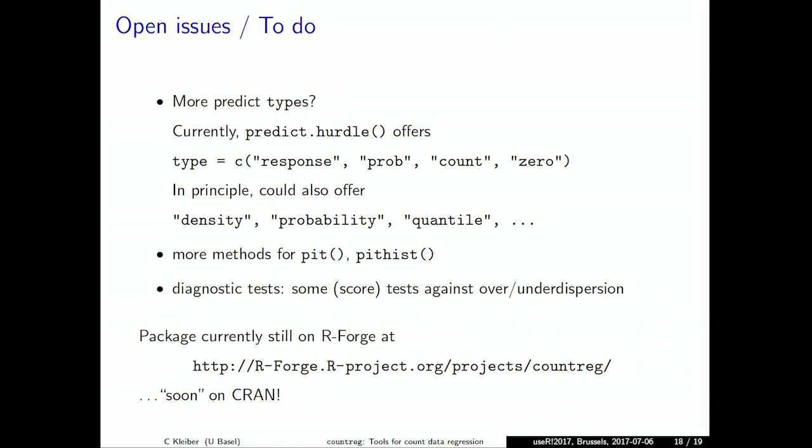Some things that we might build in later. So we are currently discussing whether to extend the predict methods. There's a current trend in regression modeling towards distributional regression, meaning viewing the modeling process as modeling the entire conditional distribution and not just the mean, as we traditionally do. And this brings up the question, should we offer predict types of the sort density, probability, quantile, and the like? And this is something we will hopefully solve over summer.